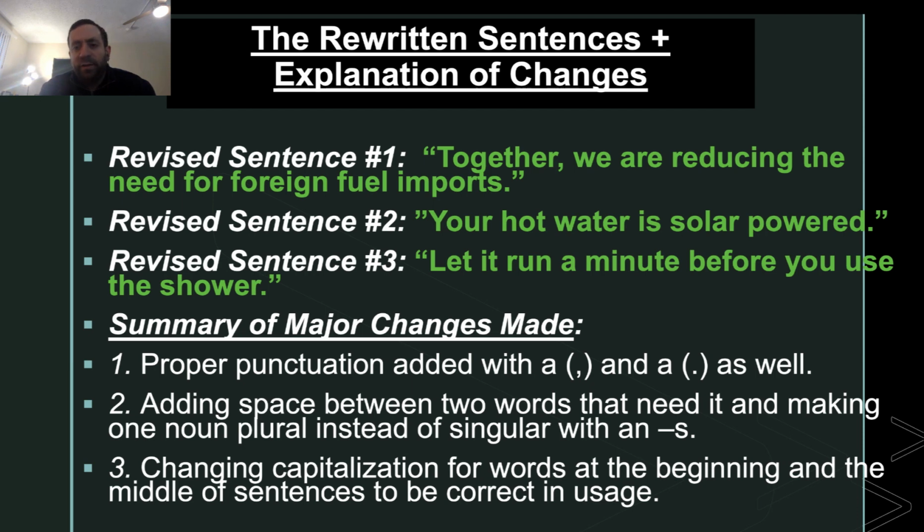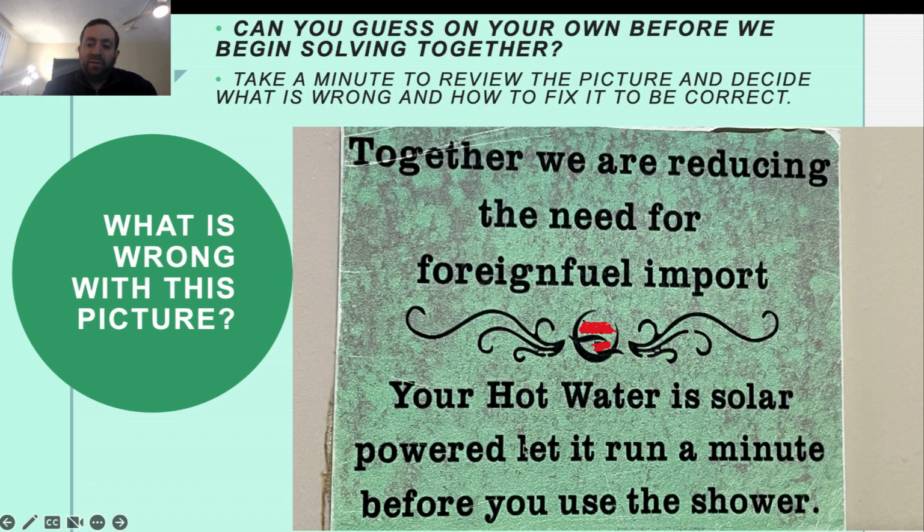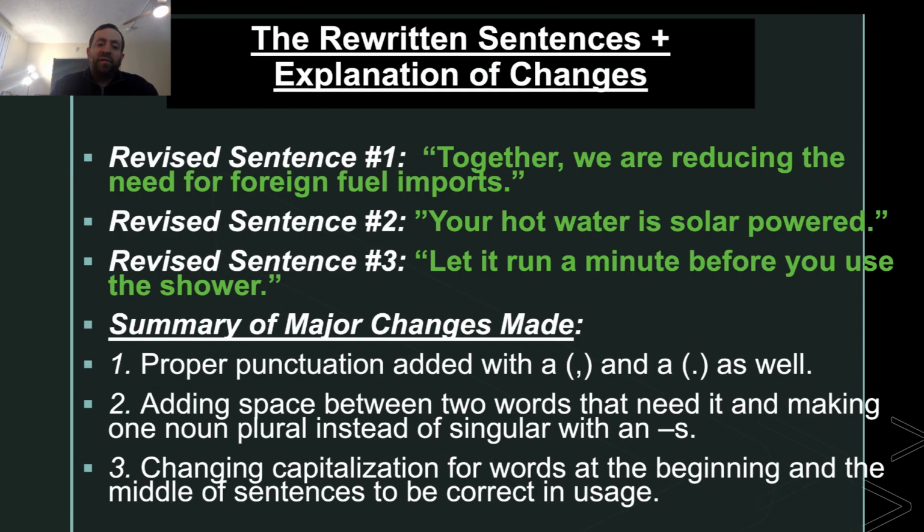To do a quick review of the summary of the major changes we made to this hotel notice, proper punctuation added with a comma and a period as well. I forgot to mention that. We added a period after "solar powered" here to make it a second sentence. So that's the first major change. Second, we added space, or we could just say adding space between 2 words that need it, such as "foreign" and "fuel," and making one noun plural instead of singular with an S, which is "imports."